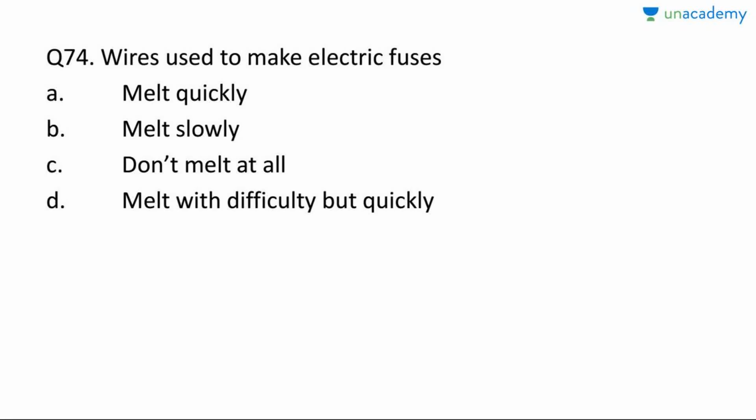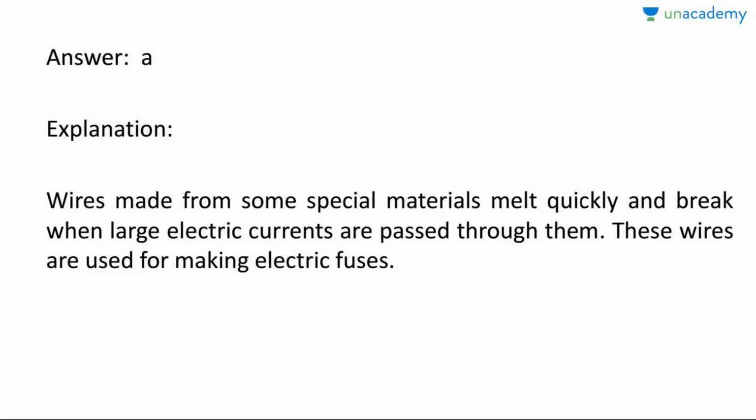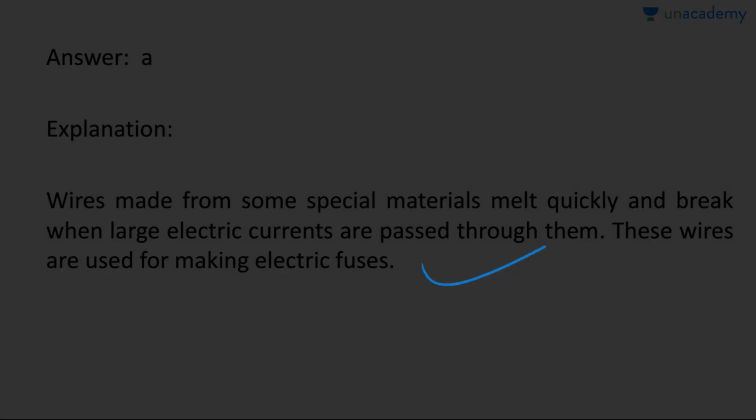If they do not melt, the conduction will still carry on and it will lead to destruction of your electrical appliances. It may even lead to fire. So wires which are made from special material act as a fuse and they will melt very quickly and break the large electric currents passing through them. So these wires are used for making electric fuses.